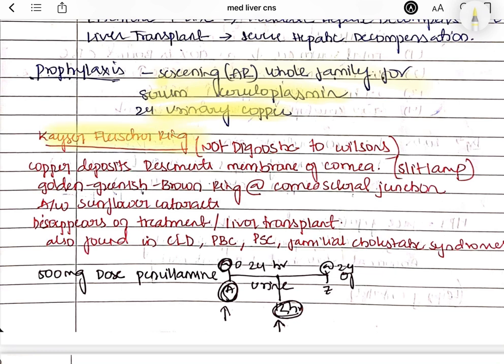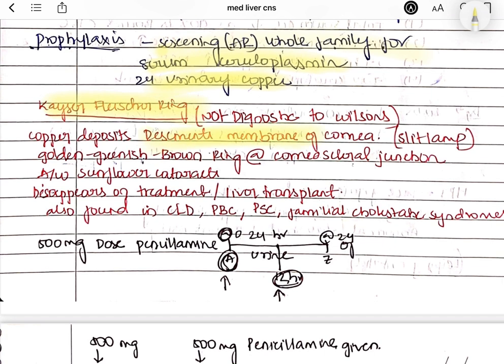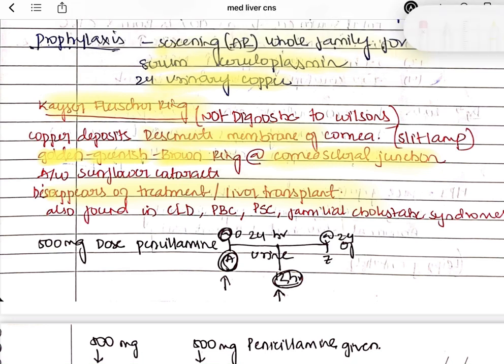This ring, Kayser-Fleischer ring, can be seen in the Descemet membrane deposition at the corneoscleral junction because of the golden greenish brown color deposition of this copper, right? So it disappears on the treatment. That is an important point to write in the exam. It disappears in the treatment, and this is not only seen in case of this Wilson's disease, but it is also seen in chronic liver disease, PBC, PSC, familial cholestatic syndromes.